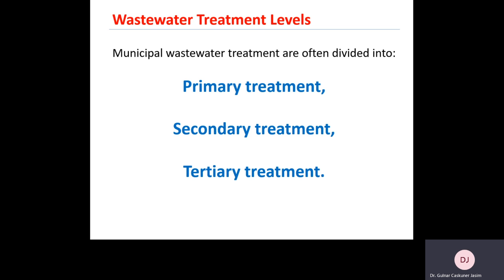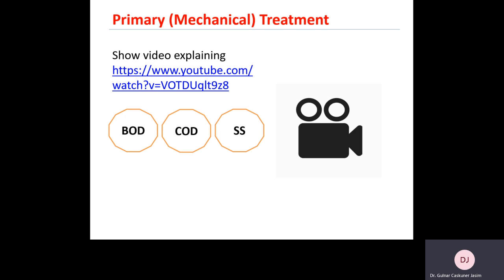As has been provided before about the levels of wastewater treatment plants, there are three main levels: primary treatment, secondary treatment, and tertiary treatment. There are some other levels as well, but we will be going mostly through these treatment systems today. There is one link here, again, which is providing a video for you. Please look at this video.